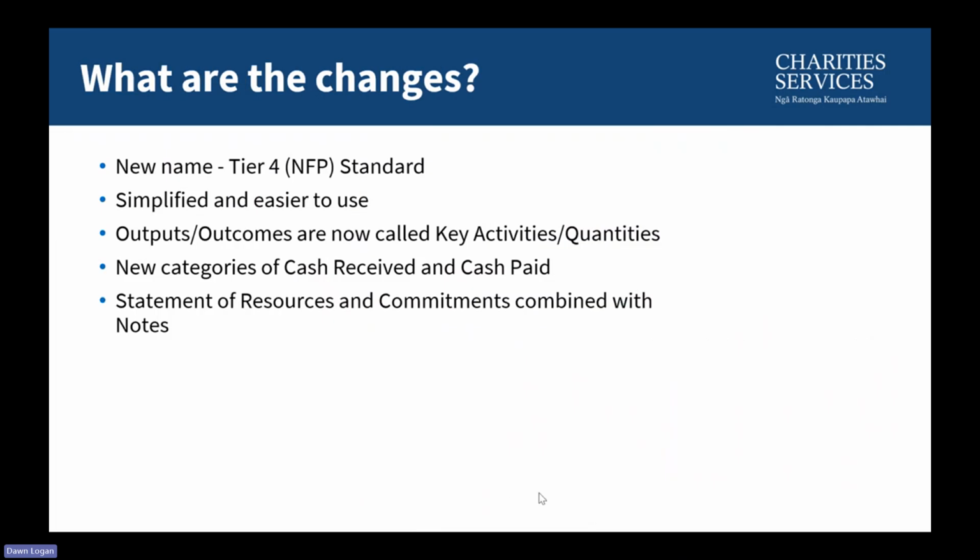So what has actually changed? The Tier 4 standard has been updated and is now called the Tier 4 NFP standard. It's been simplified and is now much shorter and easier for charities to use. The Statement of Service Performance is shorter, with key activities being better defined, and the Statement of Resources and Commitments has been combined with the Notes section. The standard itself has been reduced from 30 pages to 20.